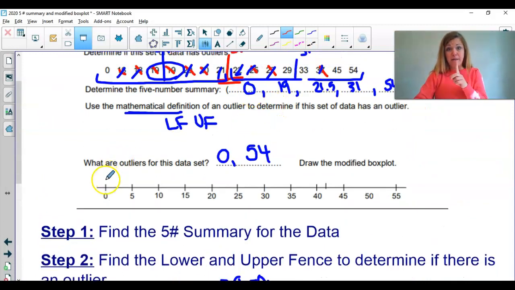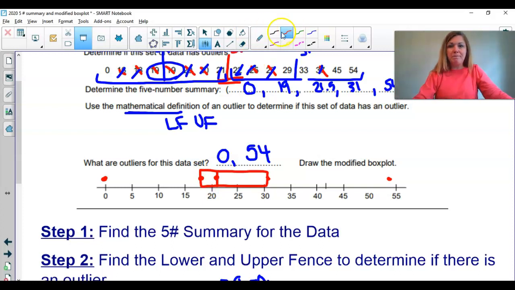That 5-number summary is 0, 19, okay, 21.5, 31, and 54. We can still go ahead and put a rectangle around our quartiles and a line through our median. But now here's the catch. We have some outliers. This one right here is an upper outlier. Okay, so our whisker cannot go out that far.